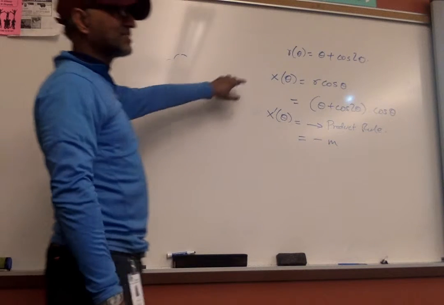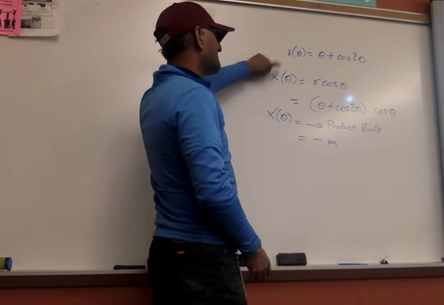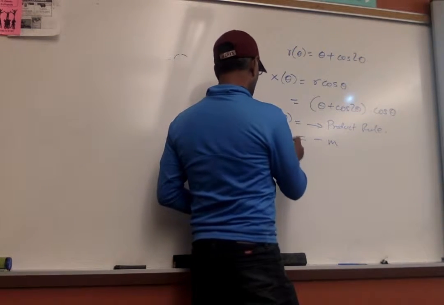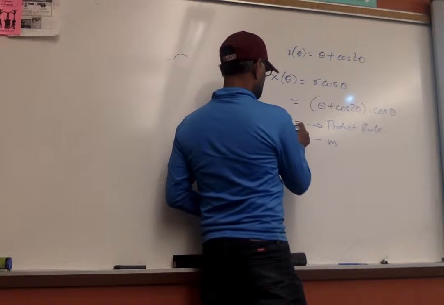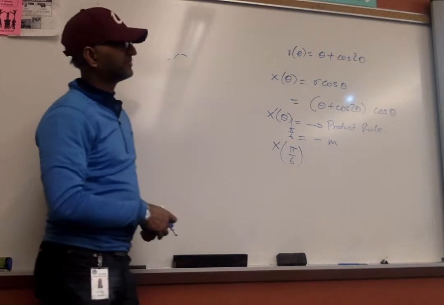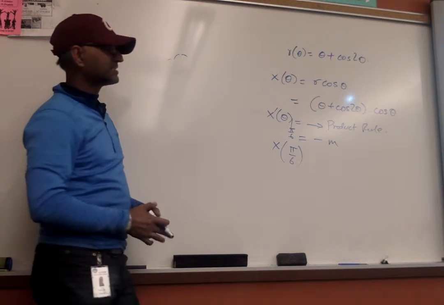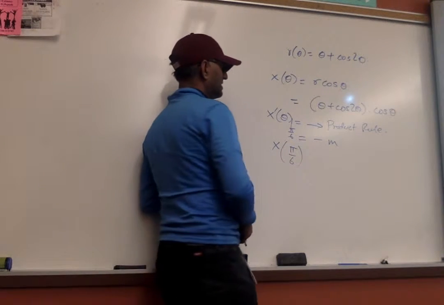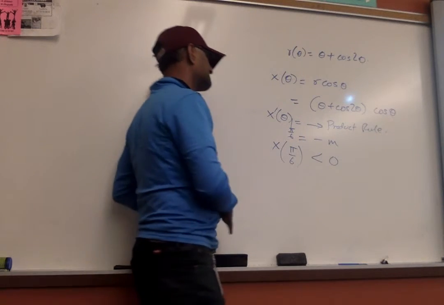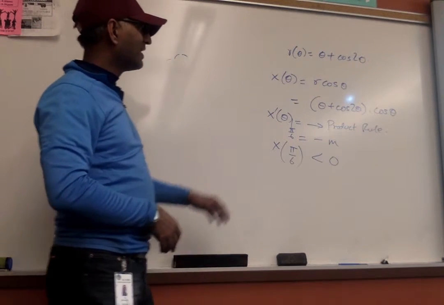We should find also x of pi over 6. I want to know if that guy is a negative number or positive number. So you will also make a note, please. You will find x dash at pi over 6 and then x of pi over 6, just like the first semester. Now assume for a second, make that negative, just for the sake of it.